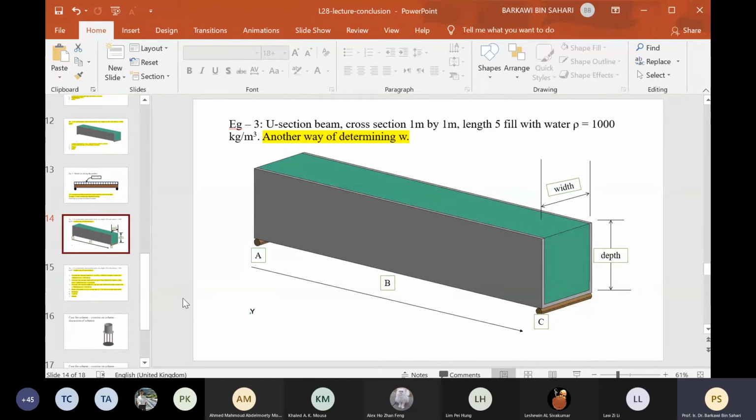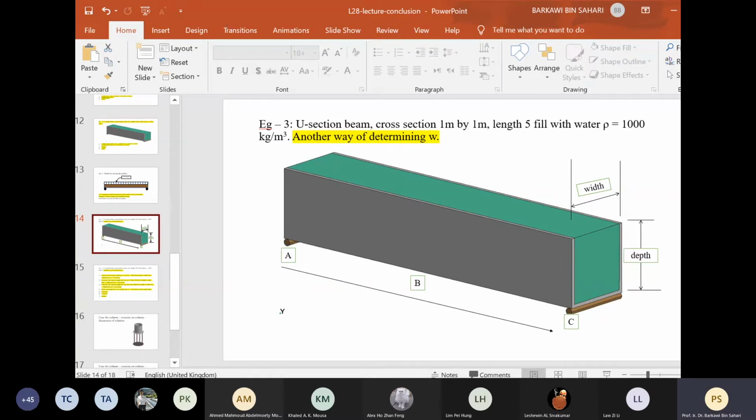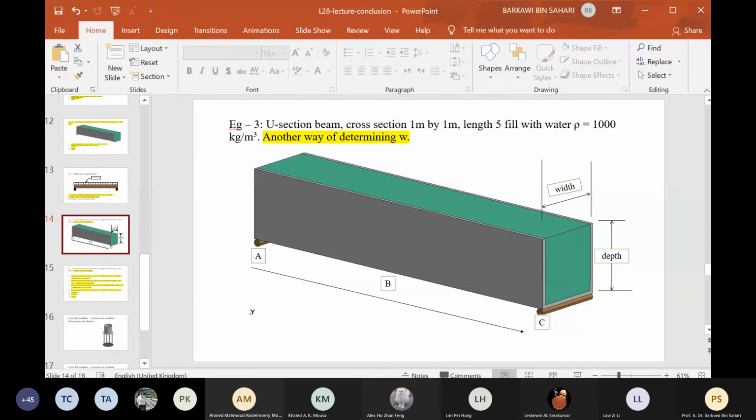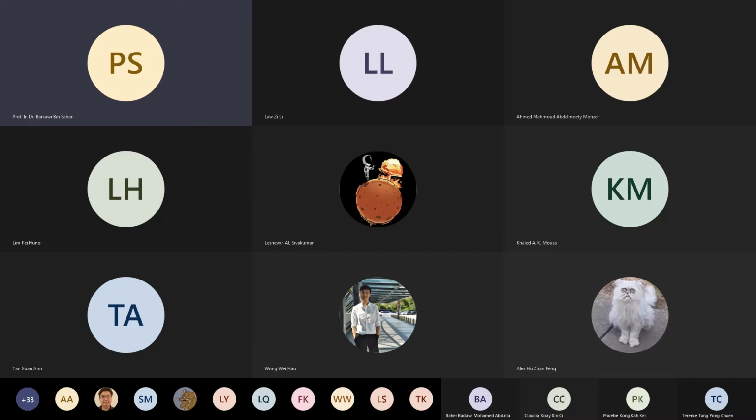Now let's look at your exercise question on column. I will upload the exercise question first. You have it on yours, right? Okay, this is the question.